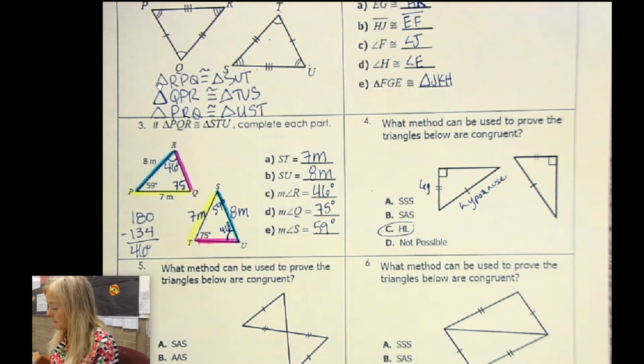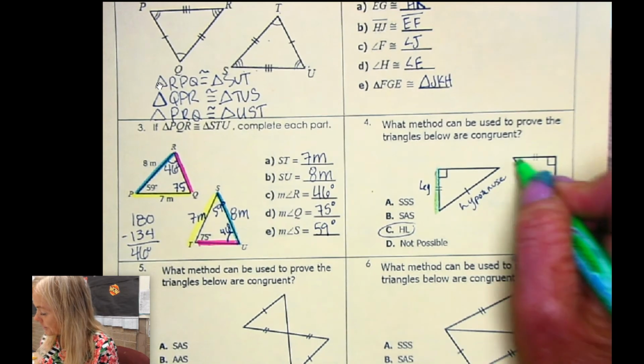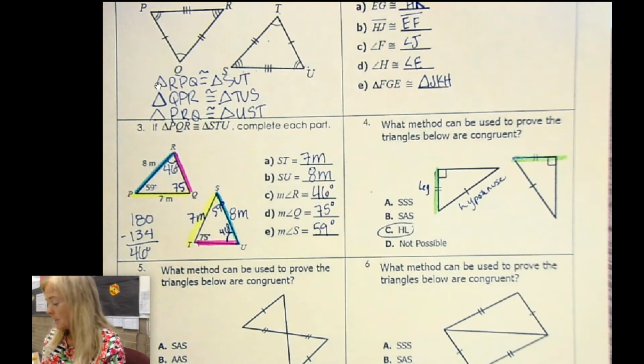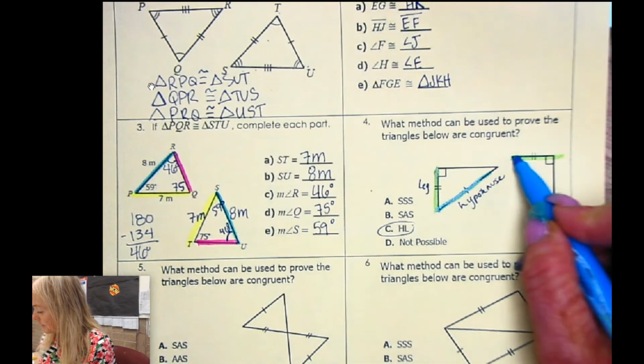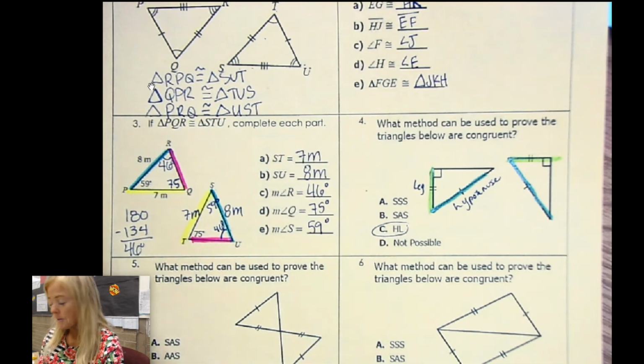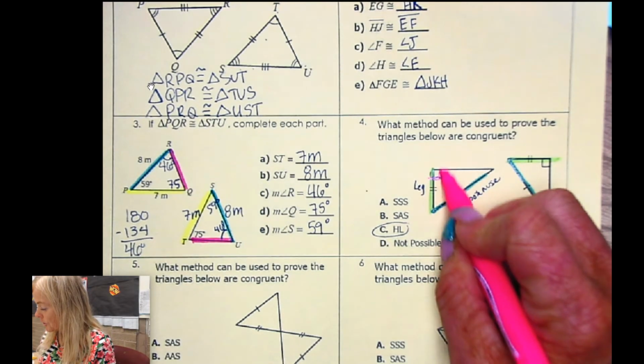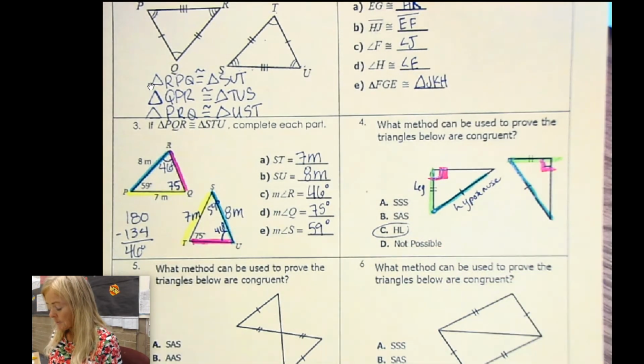Same thing over there. So our legs are congruent. We have a leg, we have a hypotenuse, and then we have a right angle, HL for sure. Next one, what method can be used to prove the triangles below are congruent?